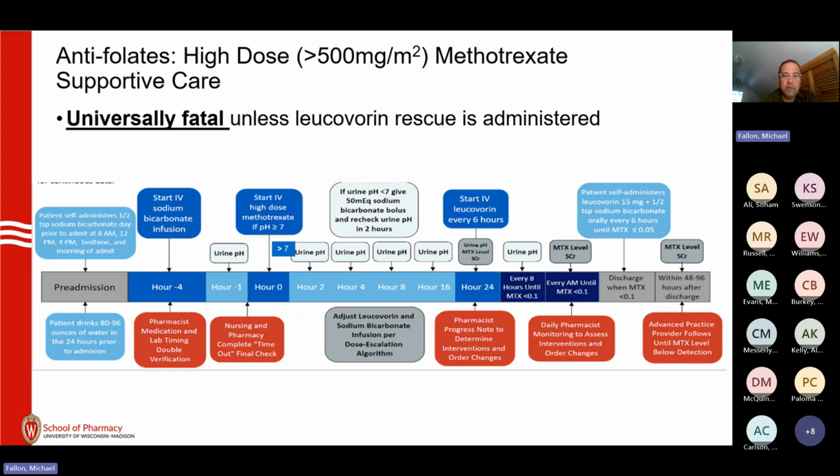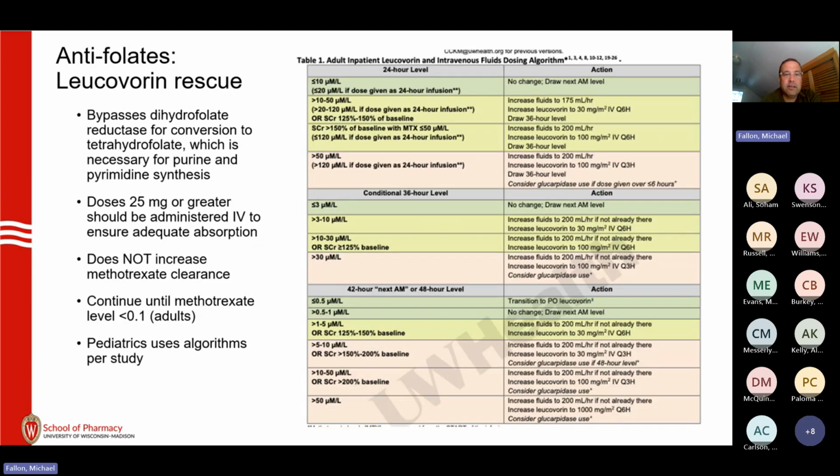And we follow with leucovorin adjustments, and you can see the algorithm here. So it's over time, 24-hour level, 36, and then 48 or 42 and longer. And leucovorin doesn't increase methotrexate clearance. Doses bigger than 25 need to be IV, and then we continue until methotrexate is at least less than 0.1.